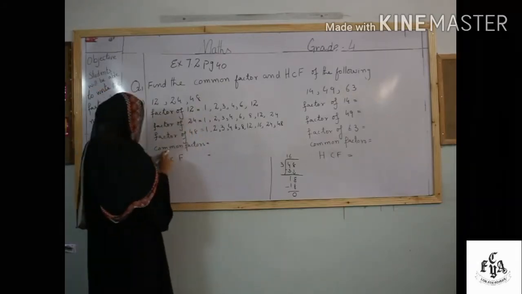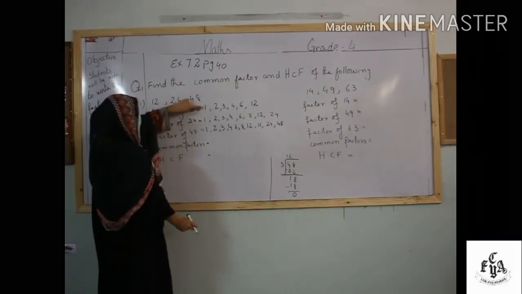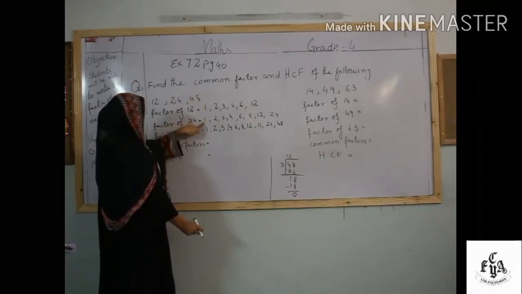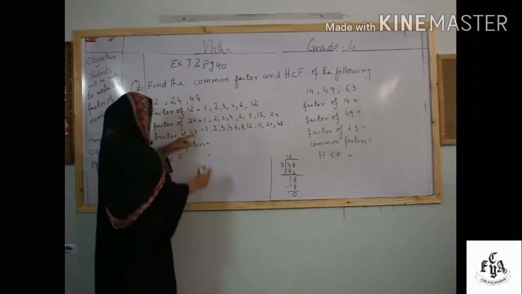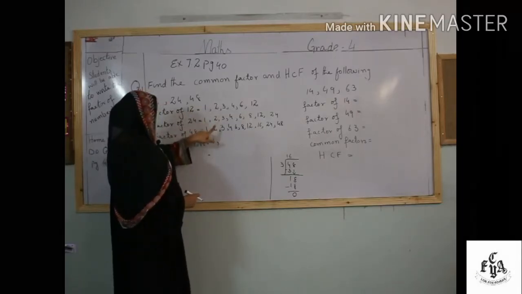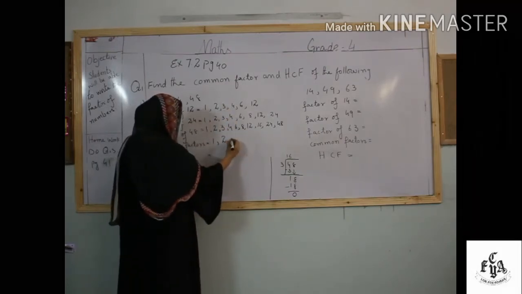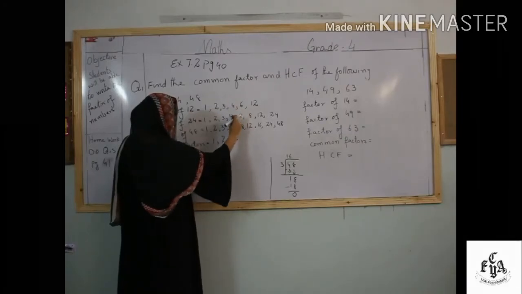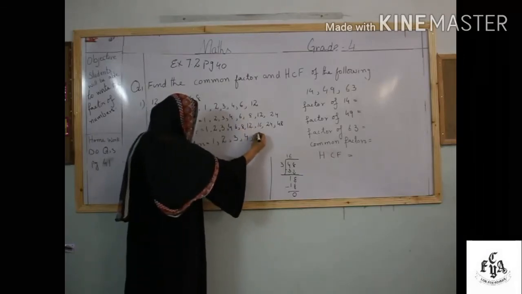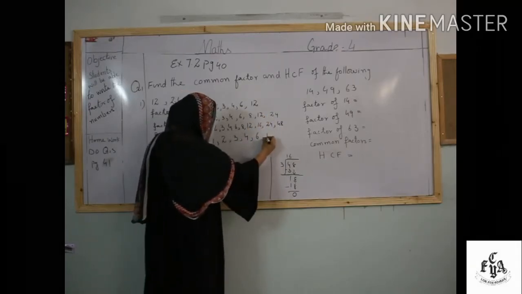Now we will write the common factor of these three numbers 12, 24 and 48. 1 is common in 12, 1 is common in 24 and 1 is common in 48. So I will write 1. Here we have 2. Next number again 2. Next again 2. So we will write 2. 3, 3, 3. So I will write 3. Now we have 6, 4, 4, 4. I will write 4. 6, 6 and 6. I will write 6. The next number is 12, 12 and 12. I will write here 12.